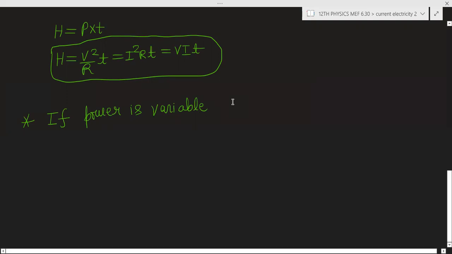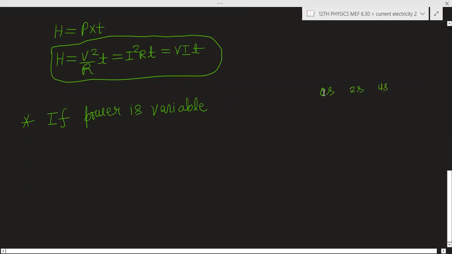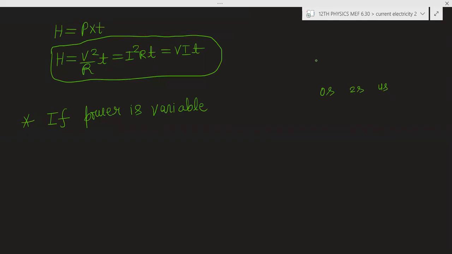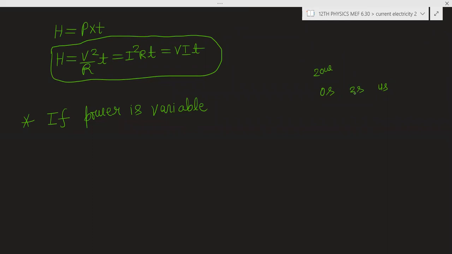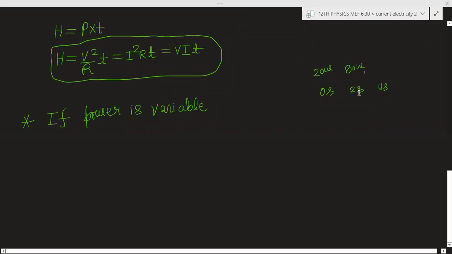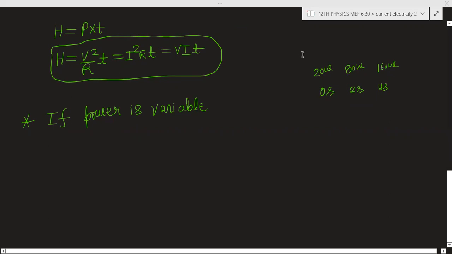As time passes, you have first 0 seconds, then 2 seconds, then 4 seconds, then 40 seconds. The power dissipation was 20 watt, and after 2 seconds the power dissipation becomes 80 watt. Like this, you have a power dissipation of 160 watt. If you have this kind of power dissipation in your circuit, then you can say there is a variable power dissipation.